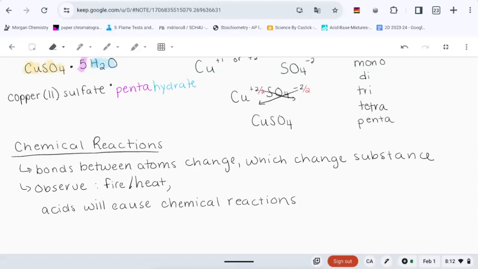Smell is actually, a change in smell is the biggest indication of a chemical reaction. You might also see gas forming, which will look like bubbling. So acids, when you mix them with other things, will often form bubbles or gas, and that is an indication of a chemical reaction.